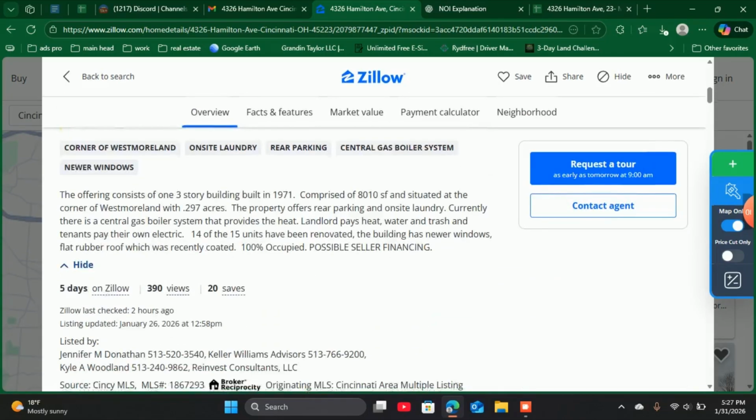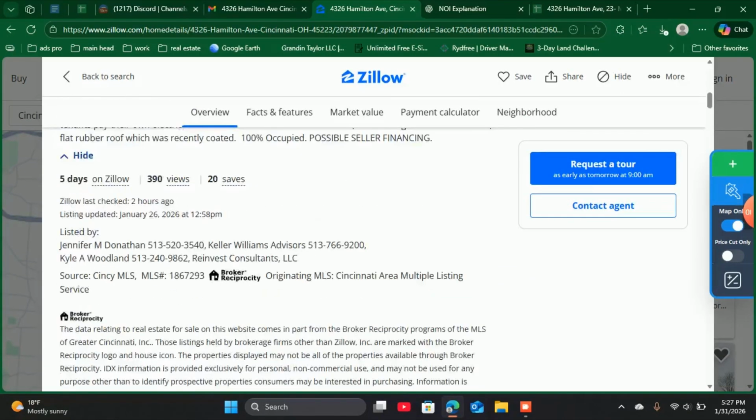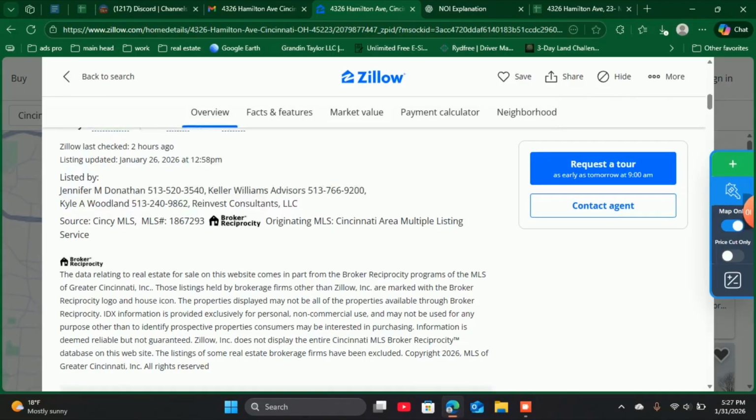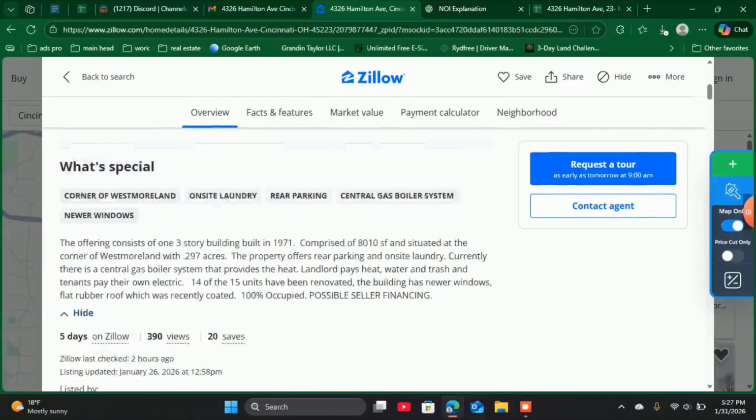I believe it's a 20 unit or 18 unit. I would have to look at the OM report to determine. Oh, maybe, sorry, I think it's a 15 unit. Might be off, but it's a 15 unit.